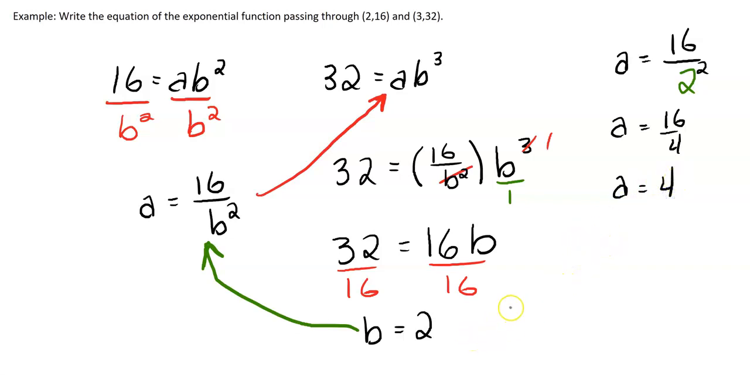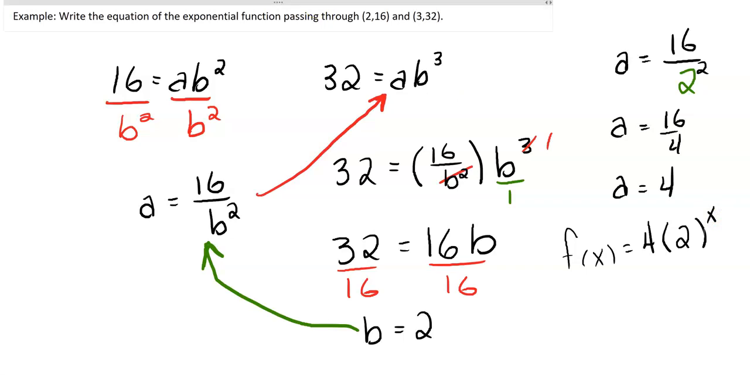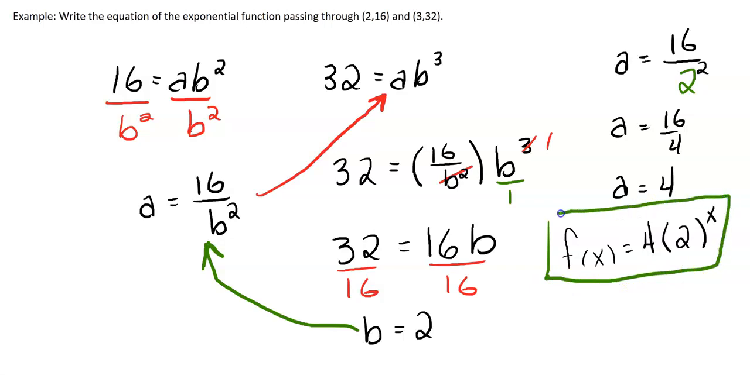Now that I have a and b, I can write my final equation, 4 times 2 to the x. And then let's box that so that we know that that's our answer. And that is typically as hard as writing an exponential function is probably going to get for your course.